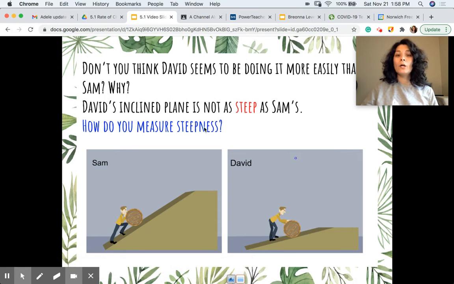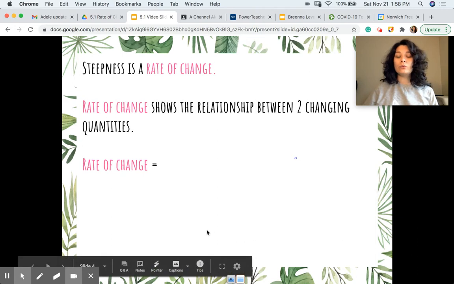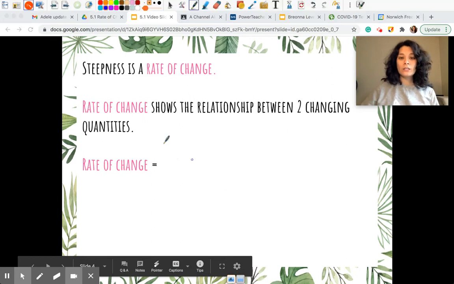So in math, we have a way to measure steepness. We also have a special phrase that we refer to it as. It's called rate of change. Rate of change shows the relationship between two changing quantities. So as the name implies, if you recall from chapter 2, a rate is a ratio where we're comparing two different things. So let's go ahead and write down the formula for rate of change.